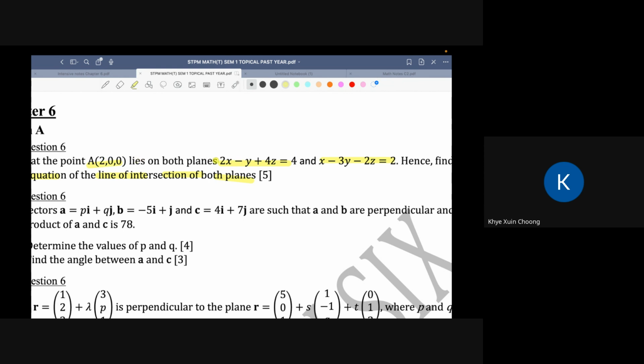So if you sub 2, 0, 0 inside this equation, you will get 4 on the left-hand side, which equals 4. If this is true, then it lies on this plane. Then for the right-hand side, you do the same thing. You sub 2, 0, 0. If you get 2, then it lies on this plane. So over here, it lies on the plane.